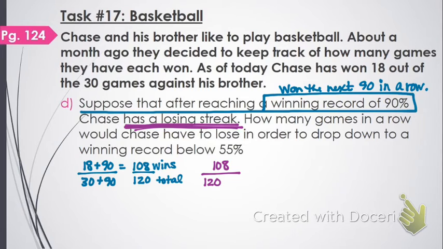So what should I call it? X. So this is the new ratio. How many games in a row would Chase have to lose in order to drop down to a winning record below 55%? How do I represent below 55%?